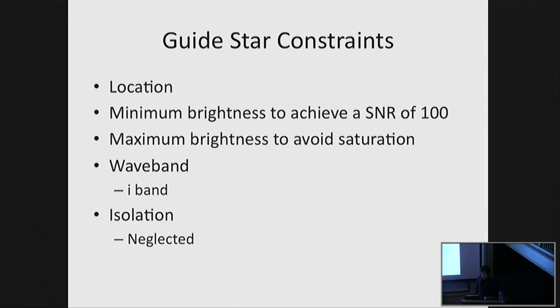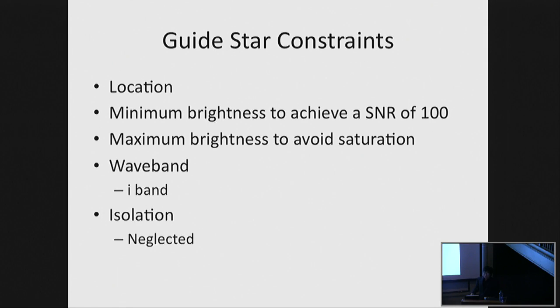So here are the variables that decide whether or not a star can be considered a suitable guide star. Most trivially, the location. If I point at a certain field of view, the guide star has to be within one of the guide sensors' fields of view. They also have to have a minimum brightness to achieve a signal to noise of 100, given a readout rate of 9 hertz and a readout time of 10 milliseconds. They have to be below a maximum brightness to avoid saturating the guide sensors.